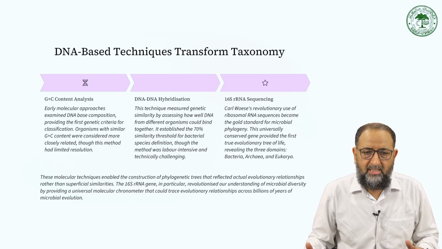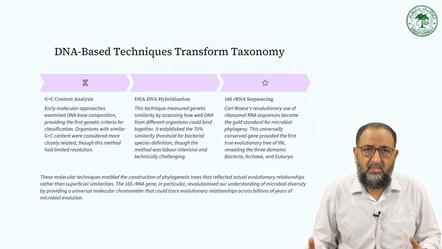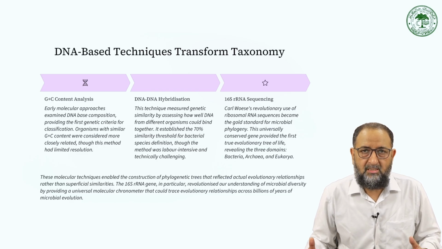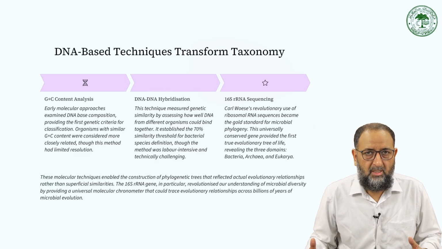Now, these molecular techniques enable the construction of a phylogenetic tree. The phylogenetic tree can be constructed through 16S RNA sequence data, or we call it 16S ribosomal RNA data.